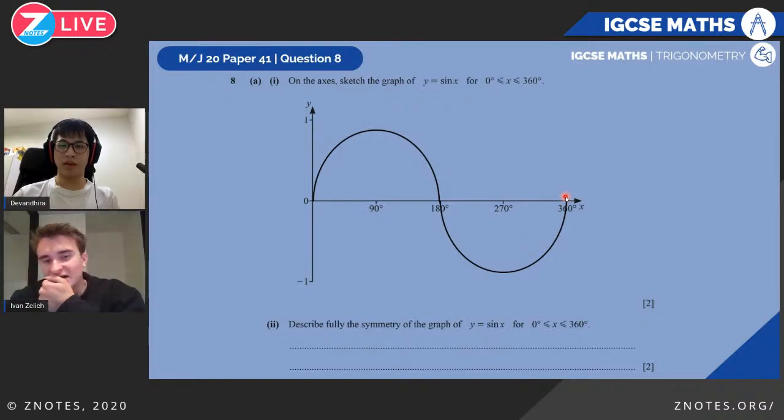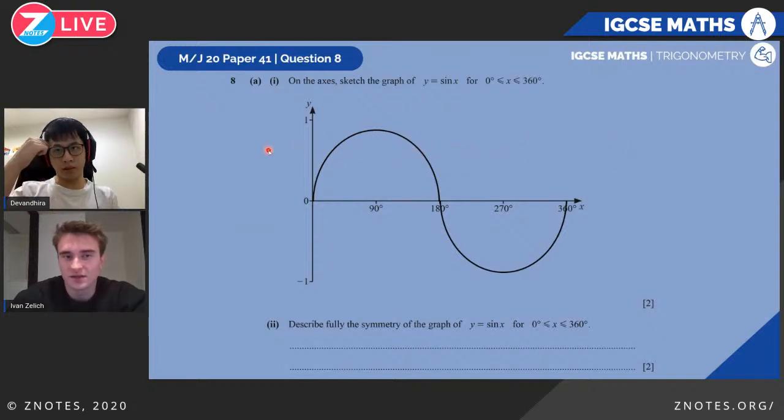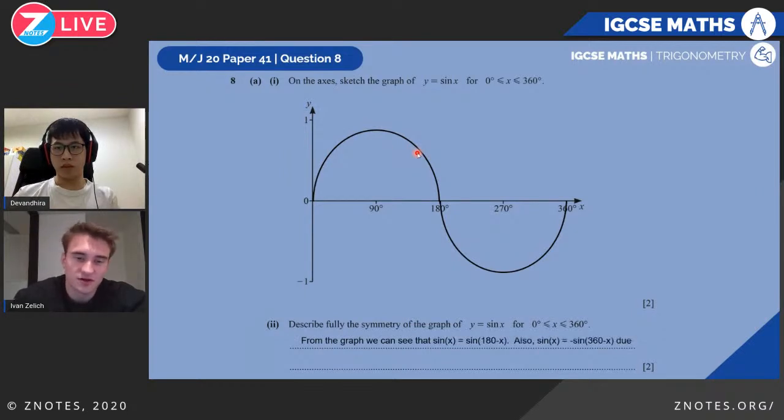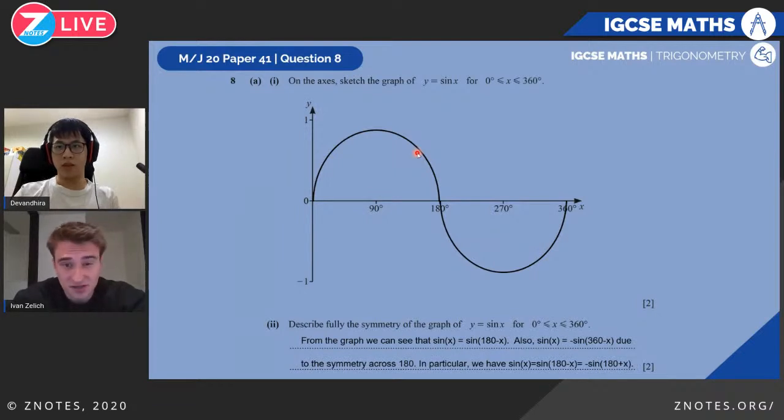And so now we're asked in part 2 to describe the symmetries of sine x. So you can see one symmetry. Sine of x seems to be the same if you draw like a horizontal line right here. Sine of x seems to be the same at x and 180 minus x. So yeah, from the graph we can see that sine of x equals sine of 180 minus x. We can also see that sine of x is negative sine of 360 minus x.